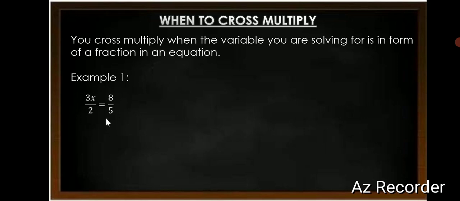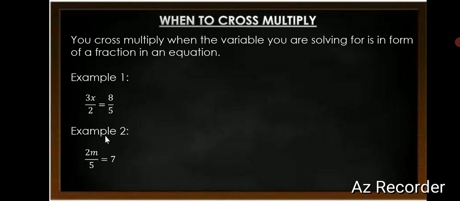The answer is yes, because we have a variable we are solving for, which is x, in 3x over 2, and it is in form of a fraction because it has a numerator and a denominator, and this is also an equation because of this sign of equality. Okay, let's take a look at another example.